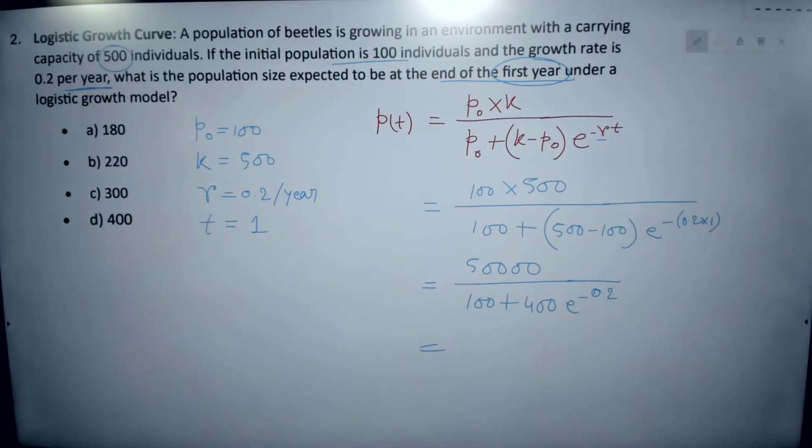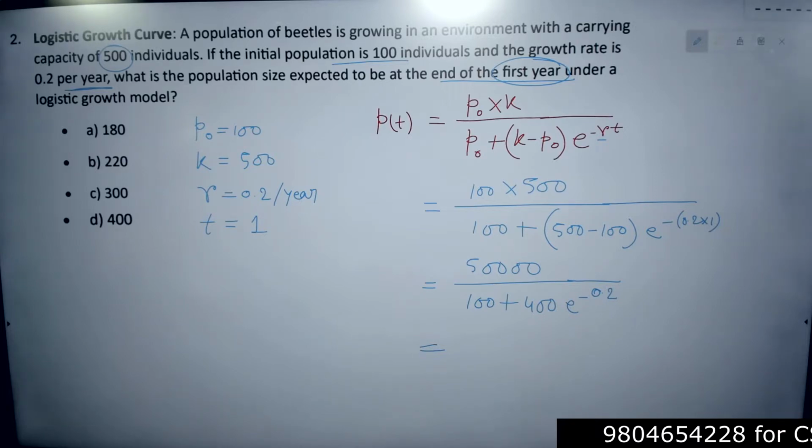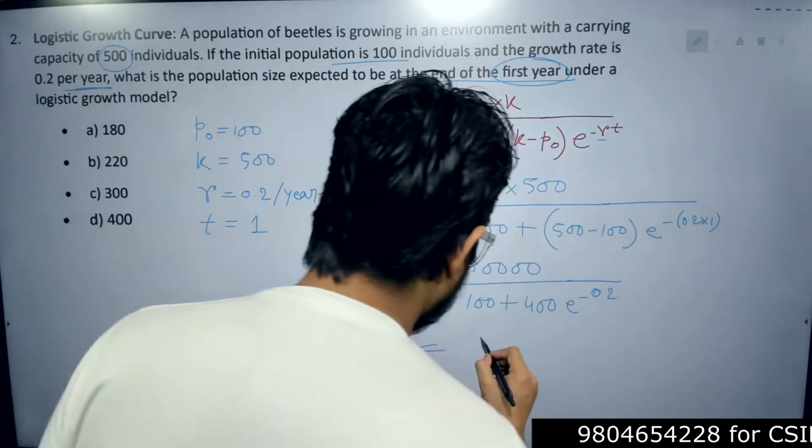Right? E to the power minus 0.2, these calculations are there. That's why I told you earlier that for this kind of problems you definitely need a calculator in order to solve them. So here we don't have that, so we need to get the approximate value of e to the power minus 0.2, and if I do that in the calculator it's 0.82. So this value we get is 0.82.